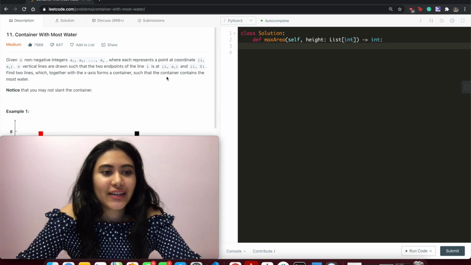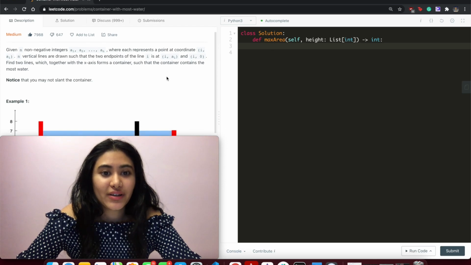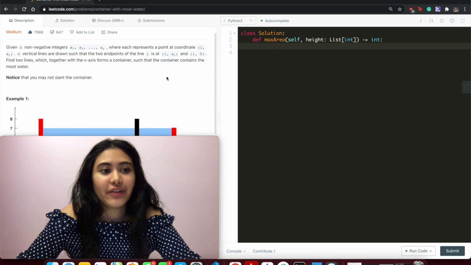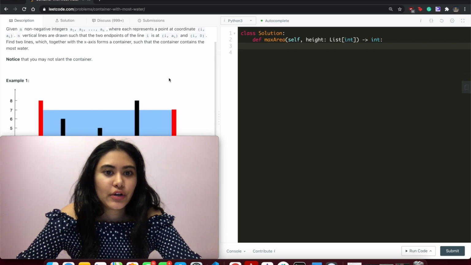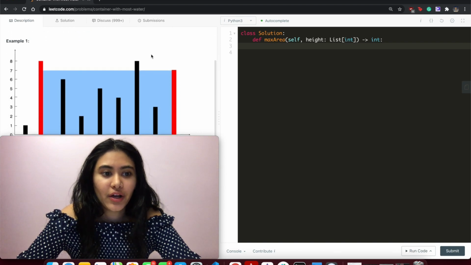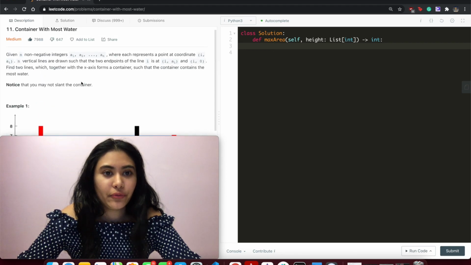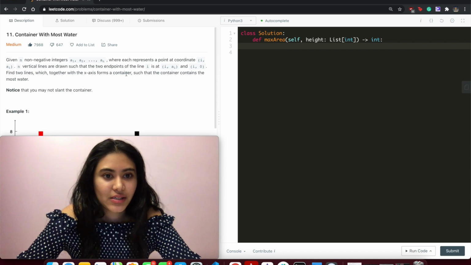Given n non-negative integers a1 to an, where each represents a point at coordinate (i, ai), n vertical lines are drawn such that the two endpoints of line i are at (i, ai) and (i, 0). So essentially at index 0, the line would range from 1 to 0. At index 1, with height 8, it would range from 8 to 0, both at the same index.